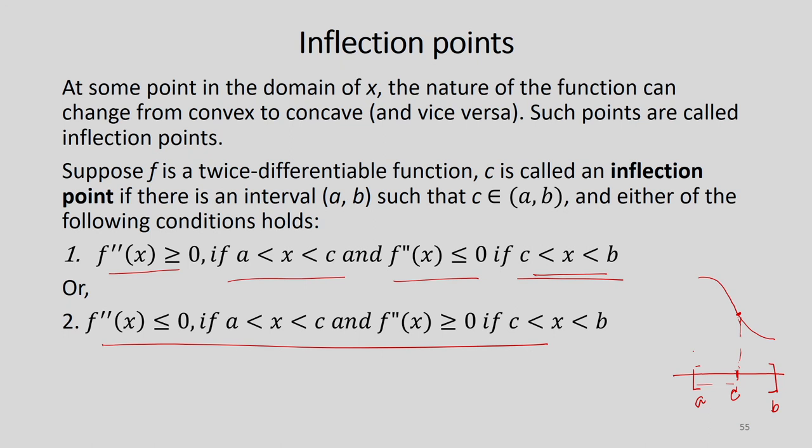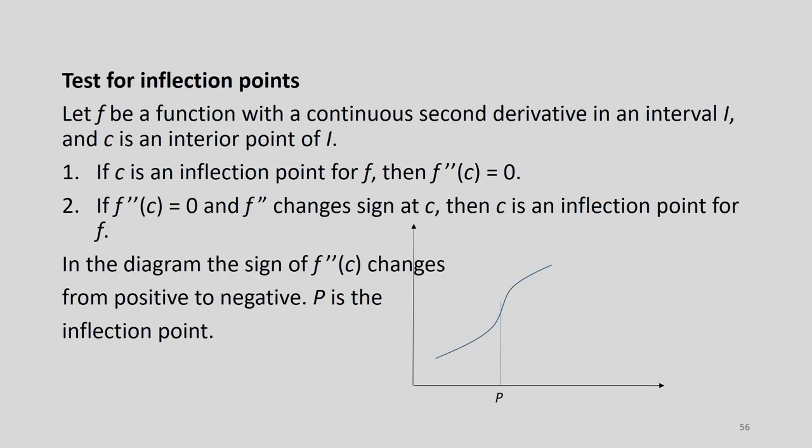This is very important to note. If we want to identify inflection points, then these two properties have to be kept in mind. Here is a more precise way to test inflection points. Let f be a function with a continuous second derivative in an interval I. Small c is an interior point of I. Number one, if c is an inflection point for f, then f double prime of c is equal to 0.